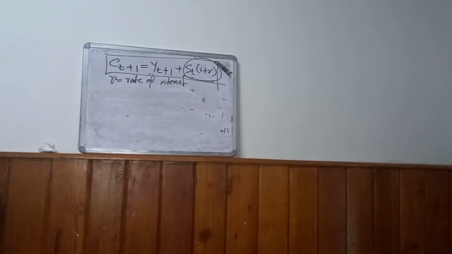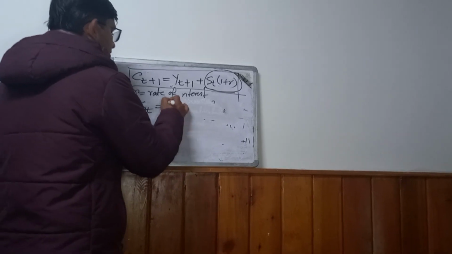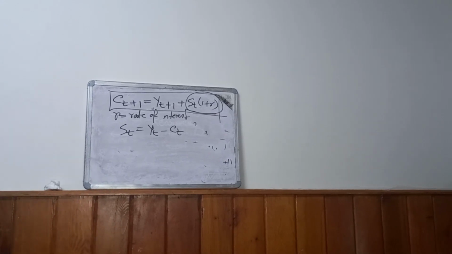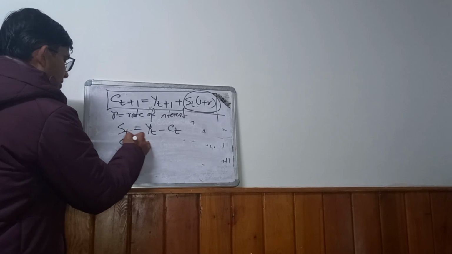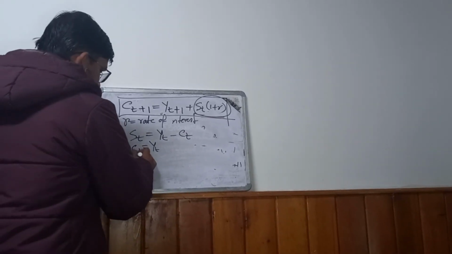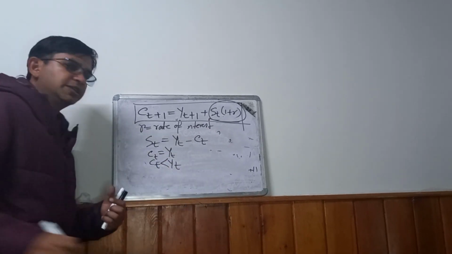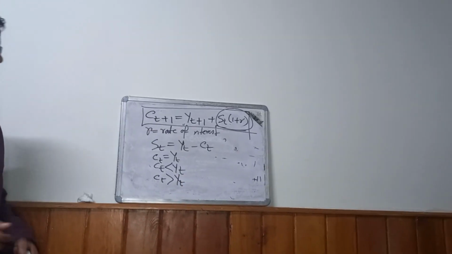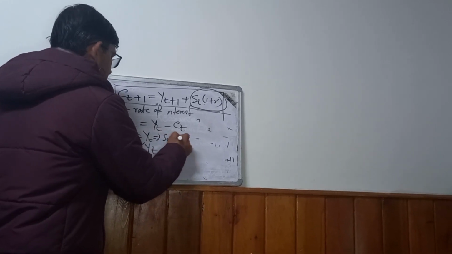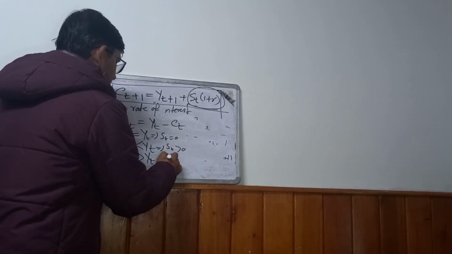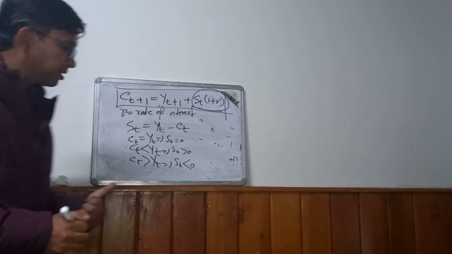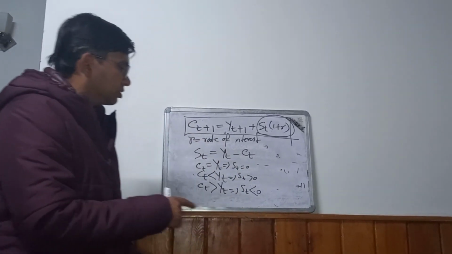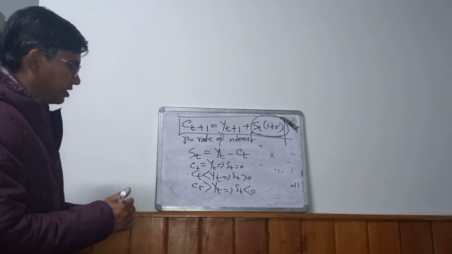Second thing, we must remember that savings always equal Yt minus Ct, current income minus current consumption. So if Ct equals Yt, that means there will be no savings. If Ct is less than Yt, there will be positive savings, and if Ct is greater than Yt, we have negative savings or borrowing. That means in this case savings zero, this case savings positive, and this case savings negative. So negative savings means borrowing, and in future we have to repay the borrowing from our future income. So in this way we can measure the savings.